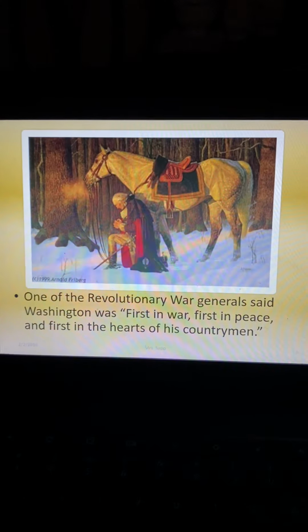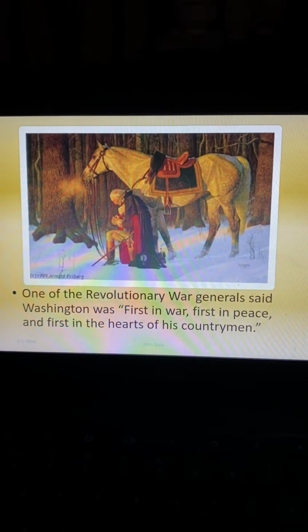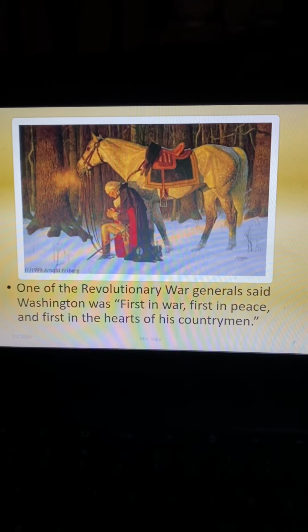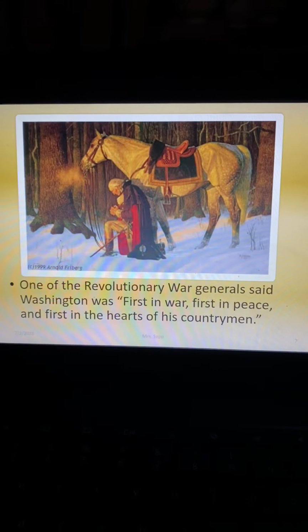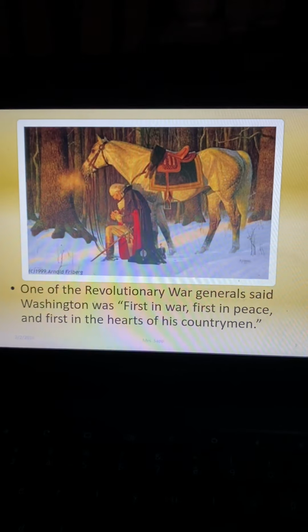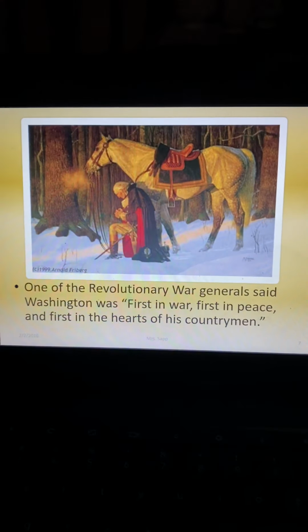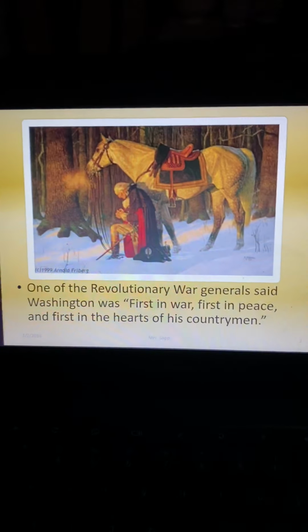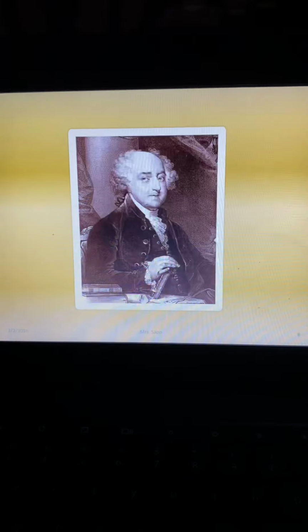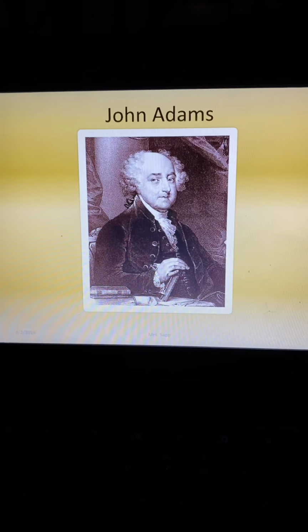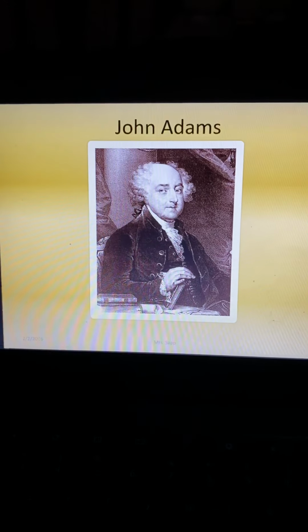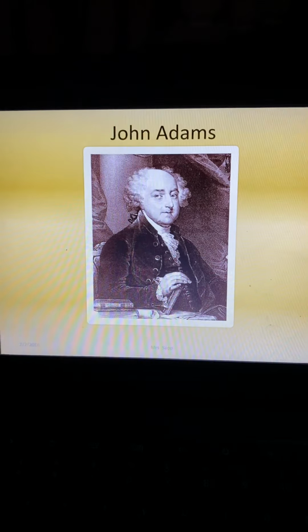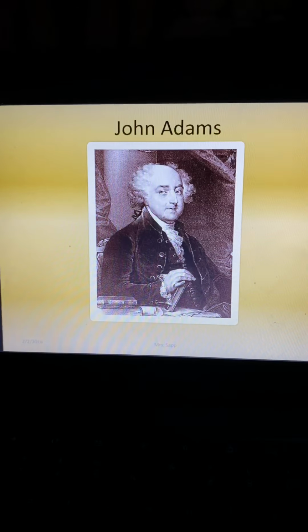One of the other Revolutionary War generals had this quote when they were asked about how they felt about George Washington, and he said, he's first in war, first in peace, and first in the hearts of his countrymen. So he was a very honored, respected, and loved man. John Adams, this funny looking fellow, was our first vice president, and he will later become president as well.